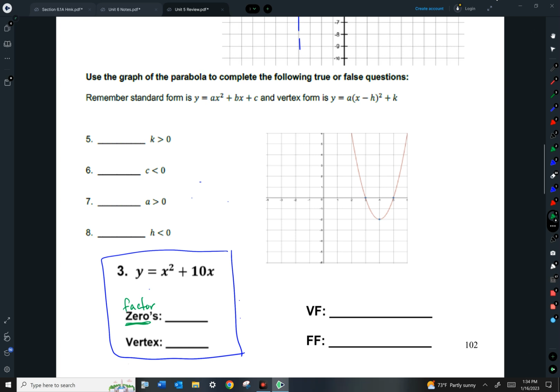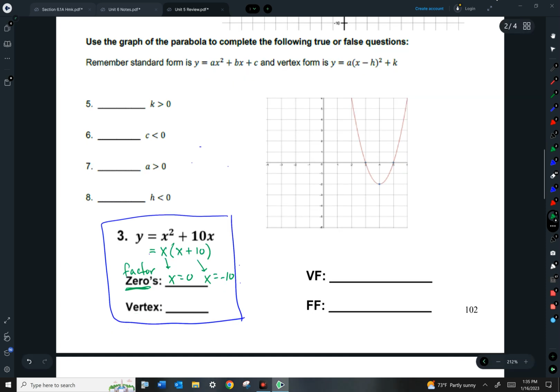It's not one where we automatically set up 2 parentheses because it's not a trinomial. In fact, wouldn't this one be factored by just taking out a common factor of x? So you'd have x times x plus 10. Okay, and so my zeros are, well, the first solution would be x equals 0. And the second solution would be x equals -10. So there's my zeros. And then how do we find the vertex? Well, isn't the vertex always in the middle of those? Well, what would be the middle of 0 and -10? Hopefully you can tell the middle would be -5, right?